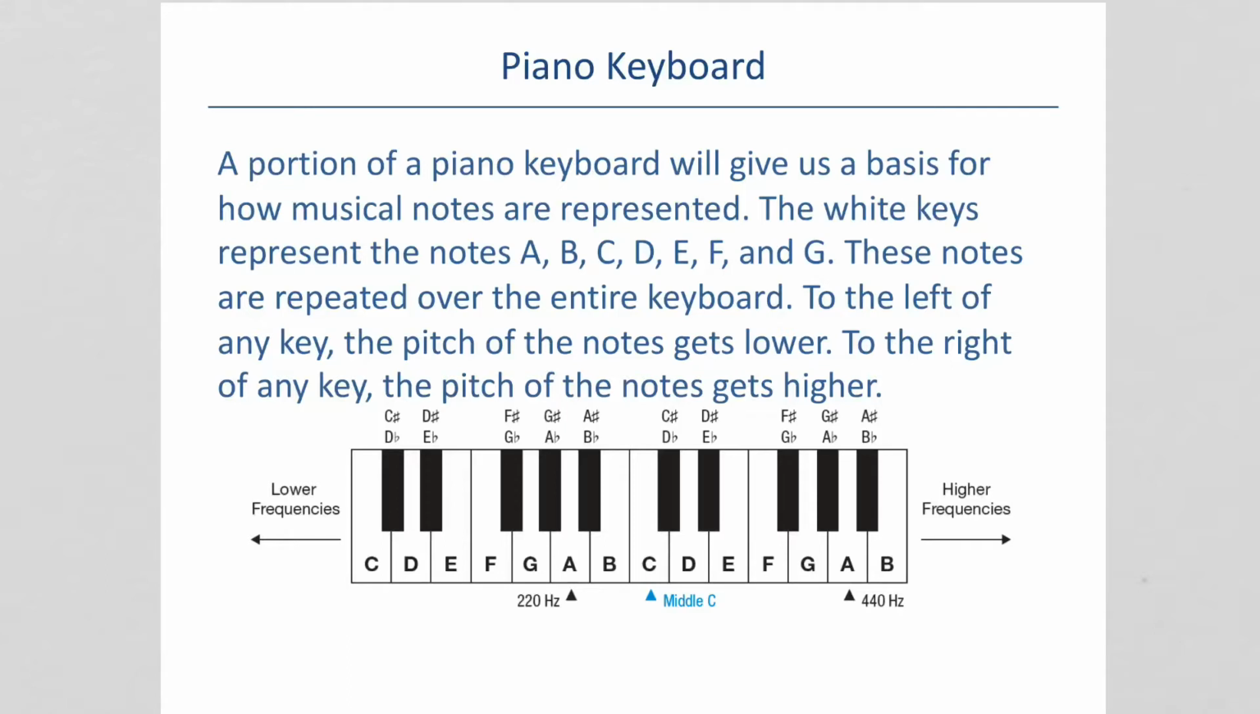A portion of a piano keyboard will give us a basis for how musical notes are represented. Little introduction to the piano here. The white keys represent the notes A, B, C, D, E, F, and G. These notes are repeated over the entire keyboard. To the left of any key, the pitch of the notes gets lower, and to the right, they get higher.